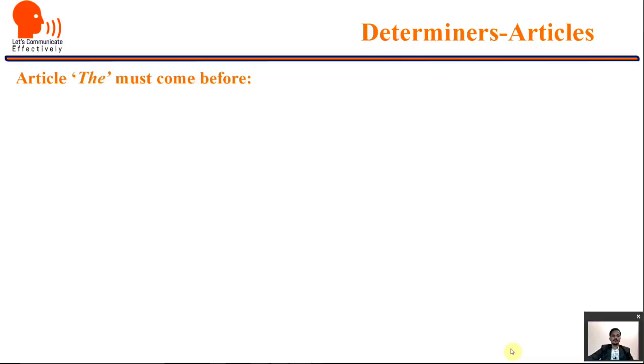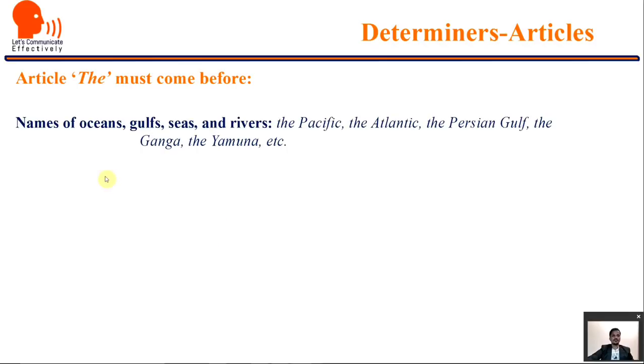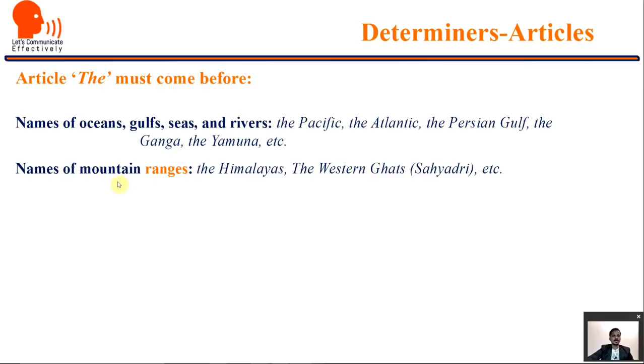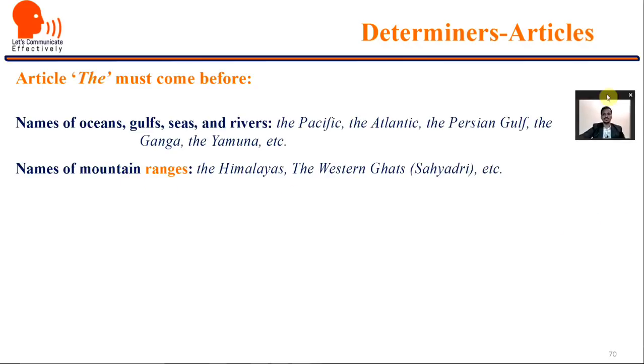Article the must come before certain categories, certain things. We cannot use them without the article the. So in front of names of oceans, gulfs, seas, and rivers like the Pacific, the Atlantic, the Persian Gulf, the Ganga, the Yamuna, etc. Names of mountain ranges, the Himalayas, the Western Ghats, Sahyadri, etc. So names of mountain ranges, not a single mountain. If it is mountain ranges, then we use the in front of them.